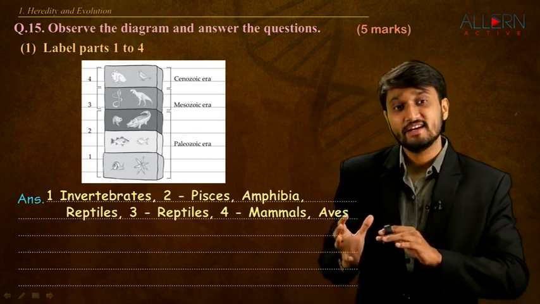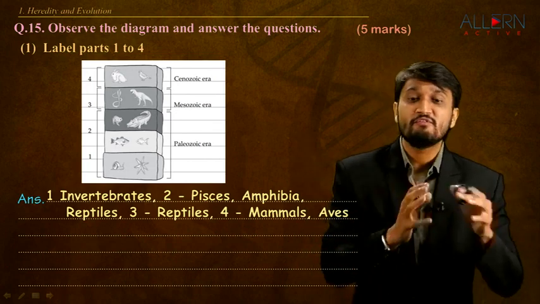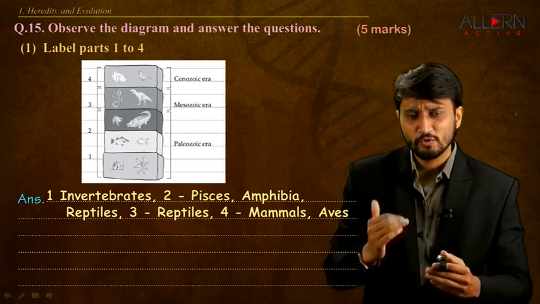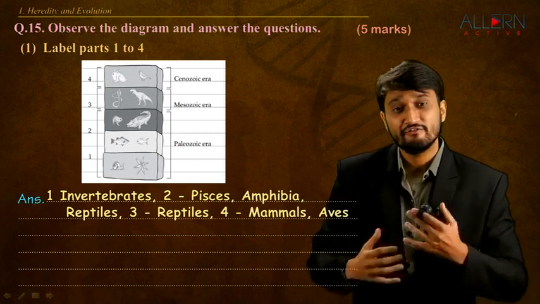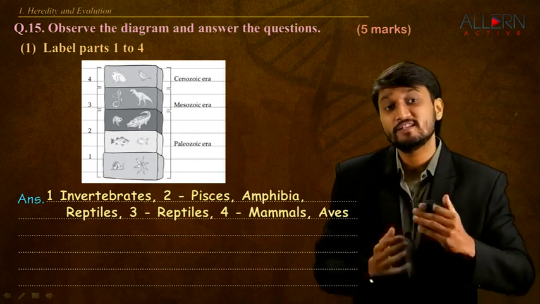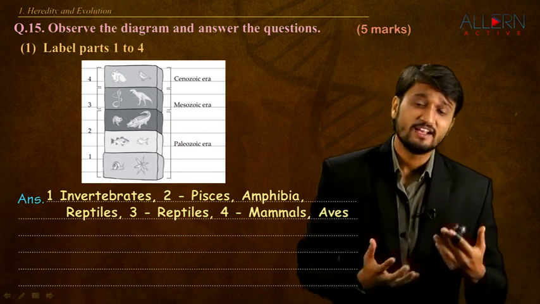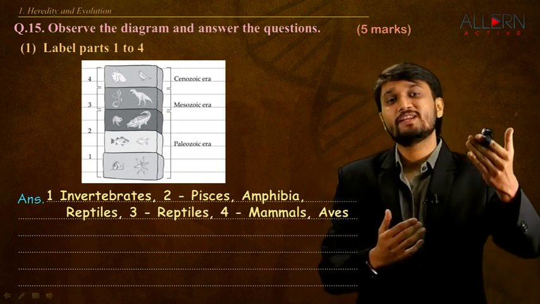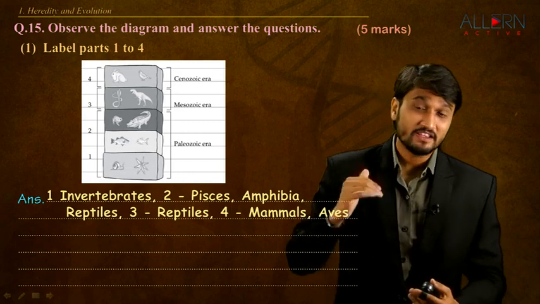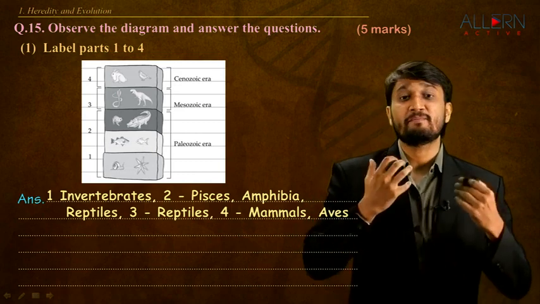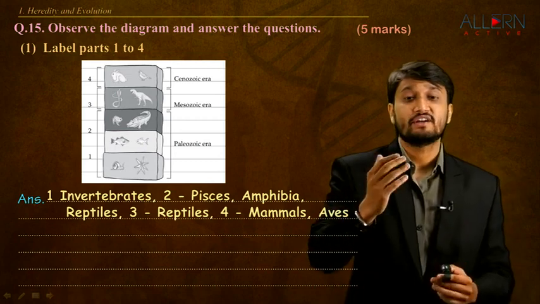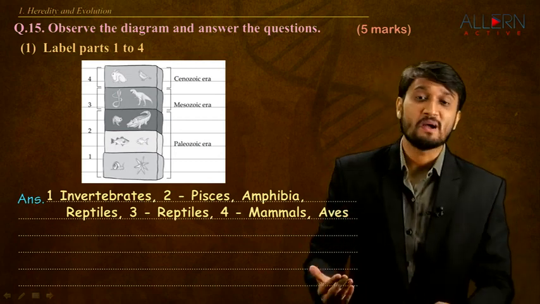In the second layer, in the second part over here, we have a mixture of Pisces, amphibia and reptiles. Lowermost would be Pisces, right? Fish evolved from these invertebrates which evolved into amphibians, some animals that can live both in water as well as on land, and over them are reptiles. Then in the third layer exclusively we have a lot of reptiles, our dinosaur friends present over here. And in the last layer, from the reptiles have evolved mammals and aves.